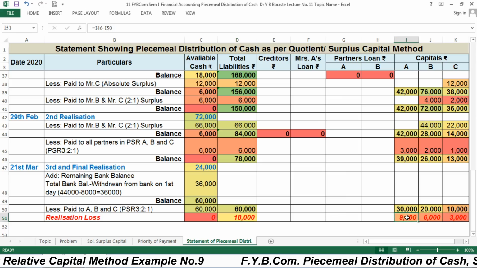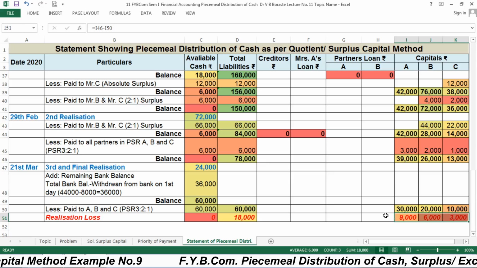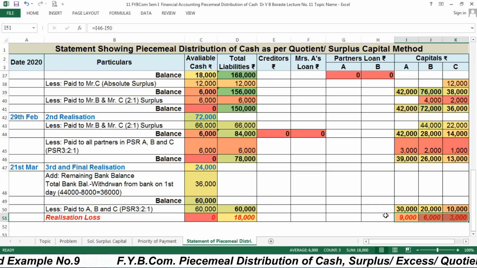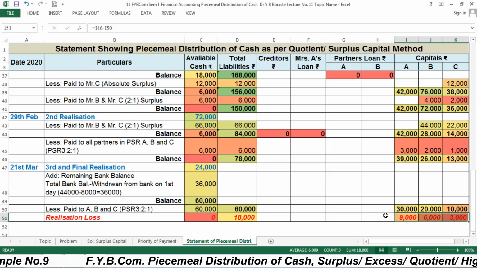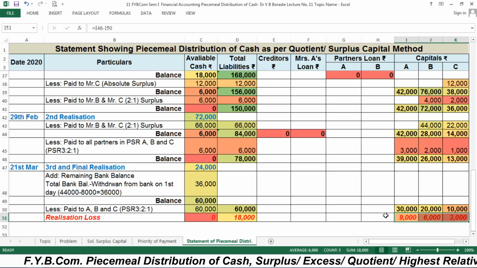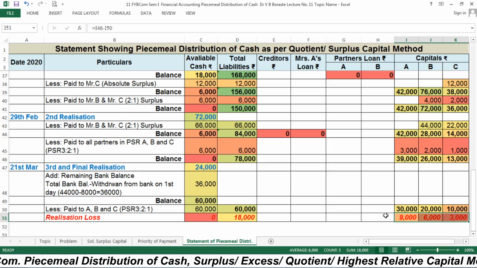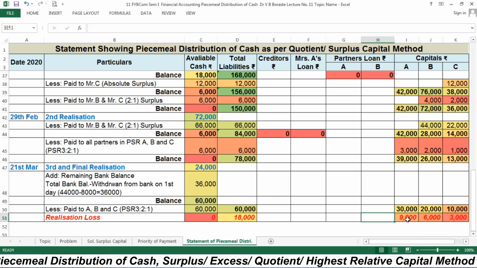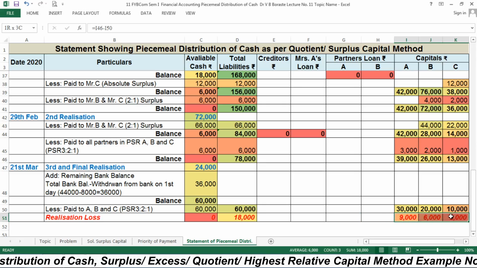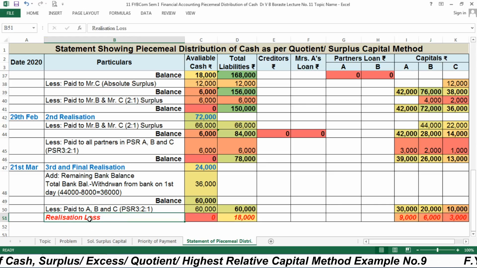That means we cannot pay 9,000 to A, 6,000 to B, and 3,000 to C. That means Mr. A will bear a loss of rupees 9,000, Mr. B will bear a loss of rupees 6,000, and Mr. C will bear a loss of rupees 3,000. It simply means we are unable to pay 18,000. So the total of the unpaid liability is 9 plus 6, 15, 15 plus 3, 18. So 18,000 is called the realization loss.